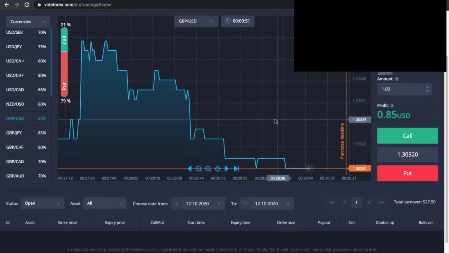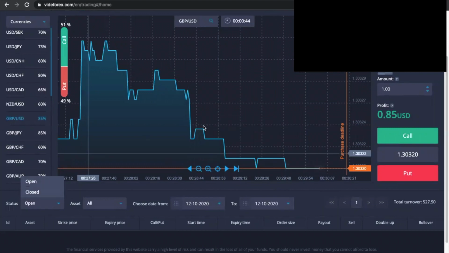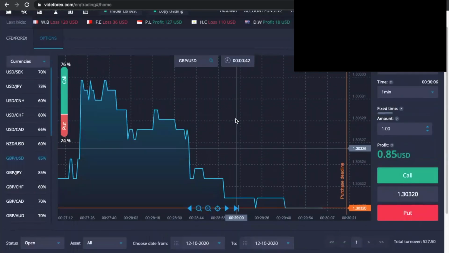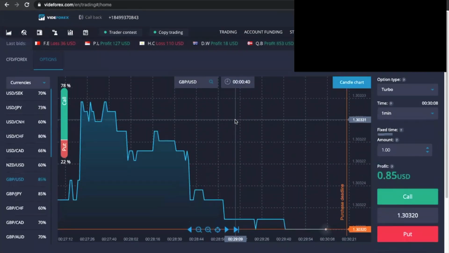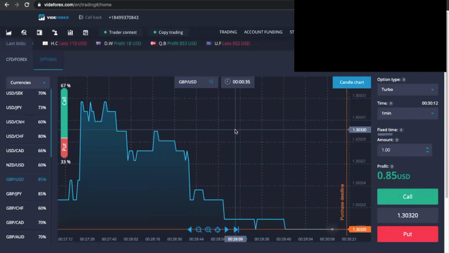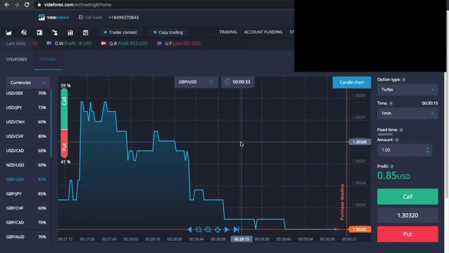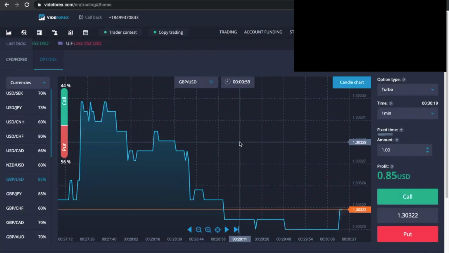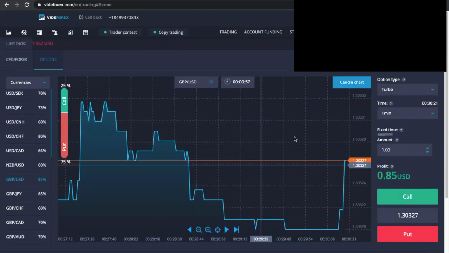Open, close. If you want to see your closed trades, you go there. If you want to see your win and loss ratio, that's where you go. Like I said, this is my demo account with forex that I do not trade in. I do not trade a lot. If I'm over here, I'm training.